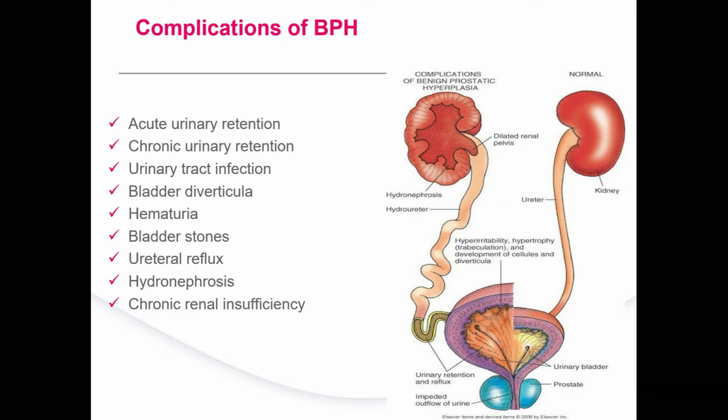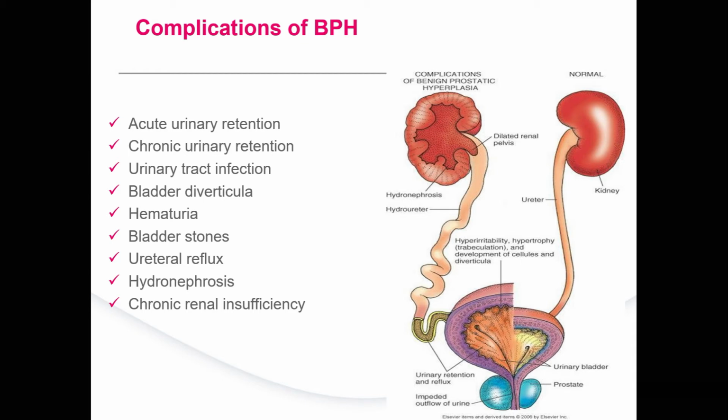The complications of BPH can be acute urine retention, which means that the patient wants to urinate but can't. Chronic urine retention is when the patient urinates but after 15 minutes or even earlier wants to urinate again. Urinary tract infection means the collection of bacteria due to the chronic urine retention, and the complications of this are bacteriuria with inflammation.